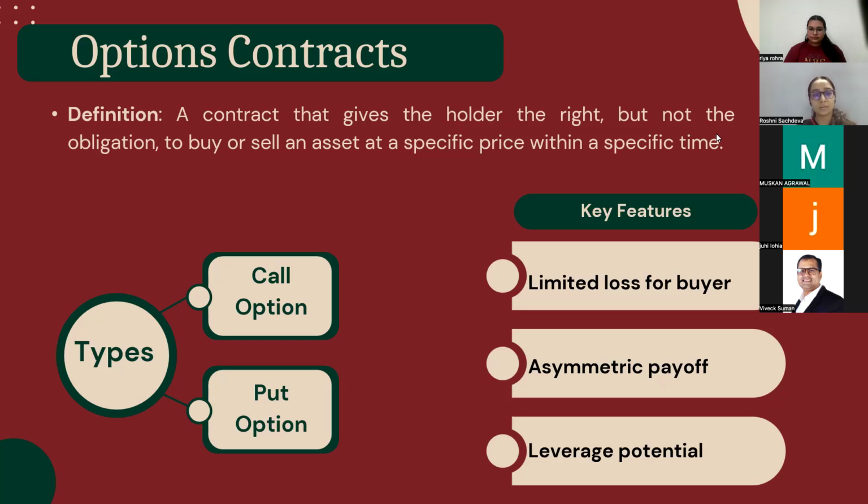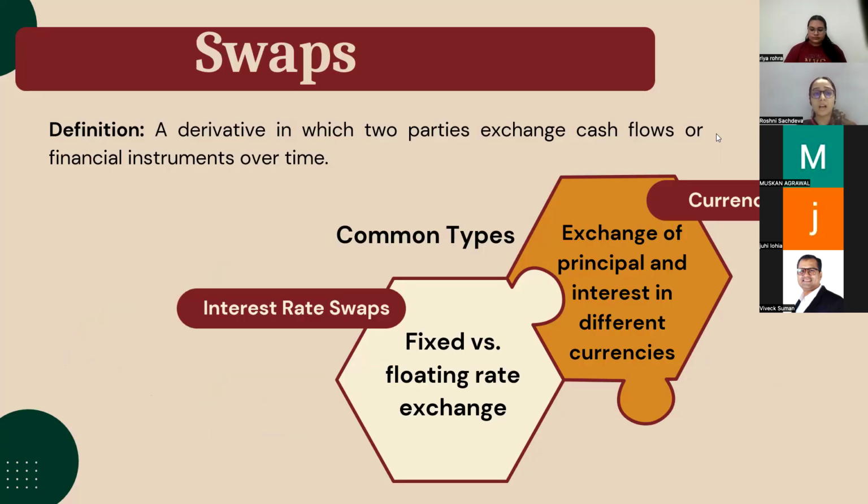Now we will see the swaps. Swap is a deal where two parties agree to exchange payments, usually interest and currency, over a period of time. It is used to manage risk of interest and currency differences. There are two types of swaps. First one is interest rate swap and second one is currency swap.